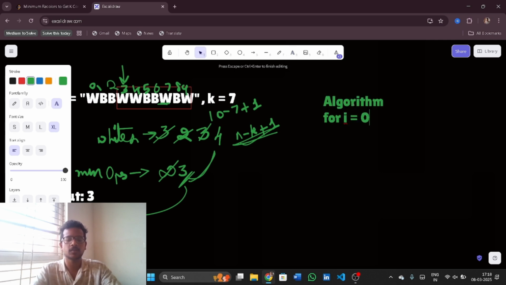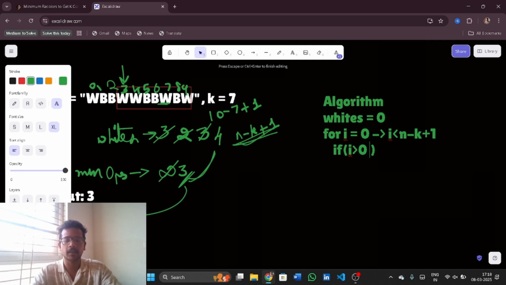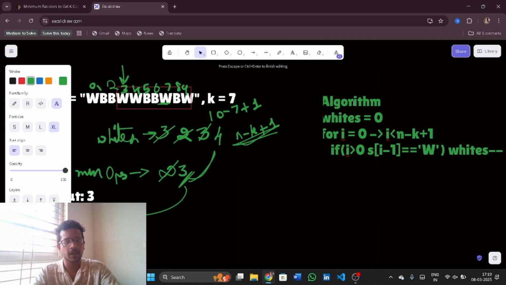So for i equal to 0, I go till i is less than n minus k plus 1. But before that I will initialize my whites to 0. Now here I need to do one thing: if i is greater than 0, I need to check whether the previous character is white or not. If s of i minus 1 is equal to white, then I will decrement my whites count.